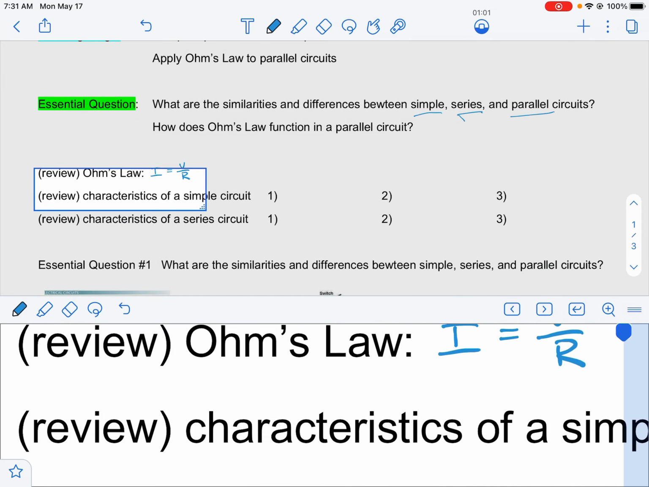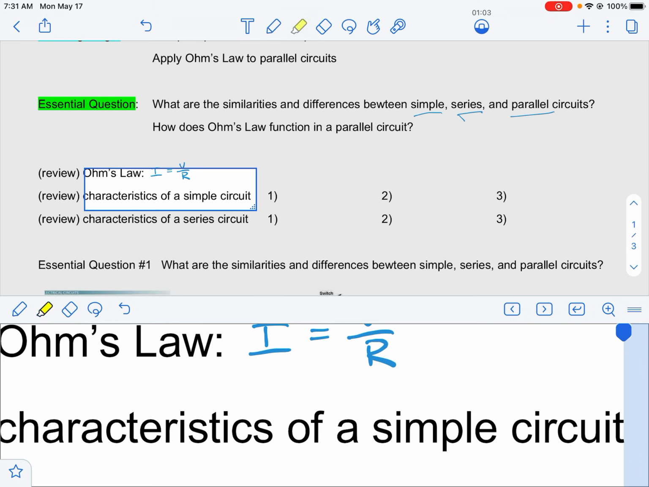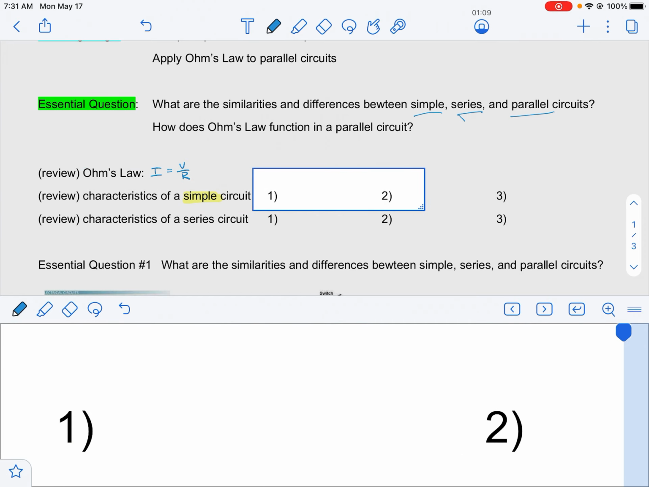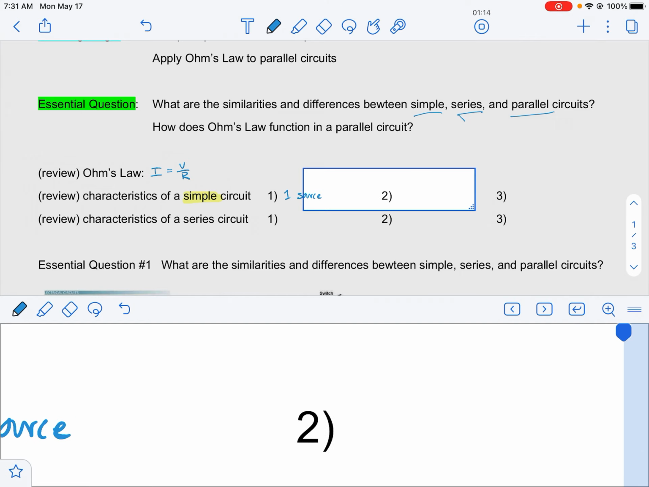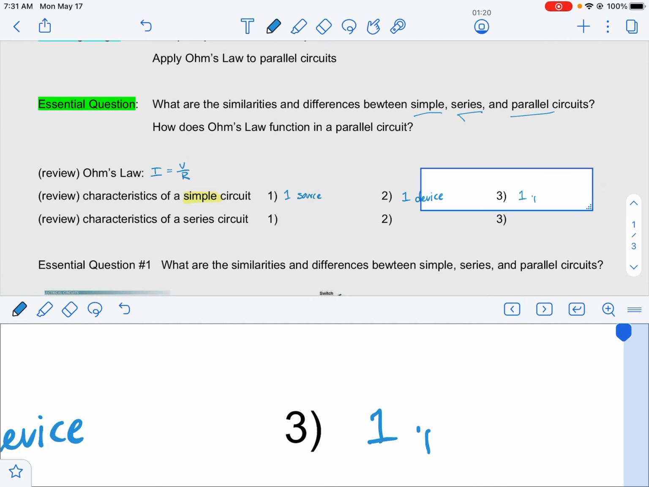Our second review is the characteristics of a simple circuit. So remember that a simple circuit has one source, one device, and one path. All right, so you have something like a flashlight. It's either on or it's off, one of everything.